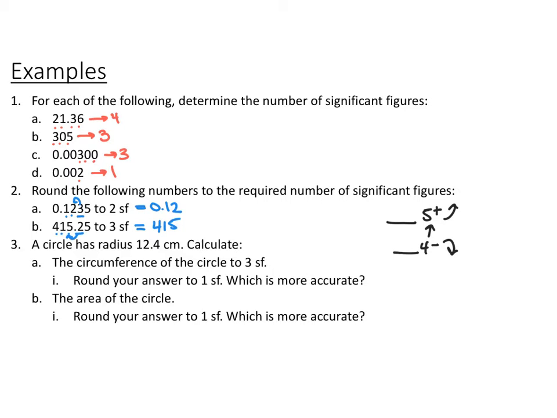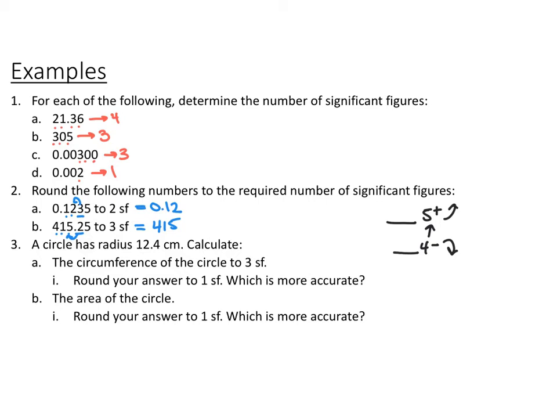So for A, we want to round to 2 significant figures, so the 1 and the 2 I want to have there. So I'm rounding this 2 based on the 3. 3 is 4 or smaller, so I'm going to round down. So I end up with 0.12. The 0 doesn't count, it's not significant because it's a leading 0. And then for B, we want to round to 3 significant figures, so the 4, 1, 5, we want to make sure those are intact. So we're looking at the 2 to round the 5. 2 is 4 or less, so therefore we round down, and so it's just 415.